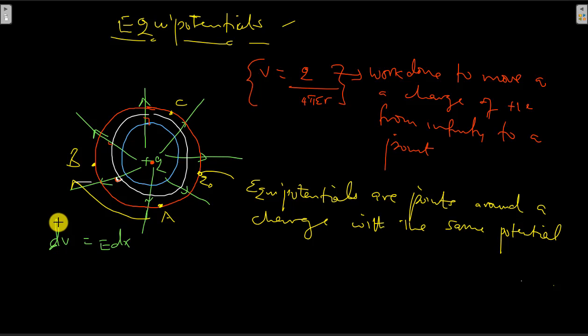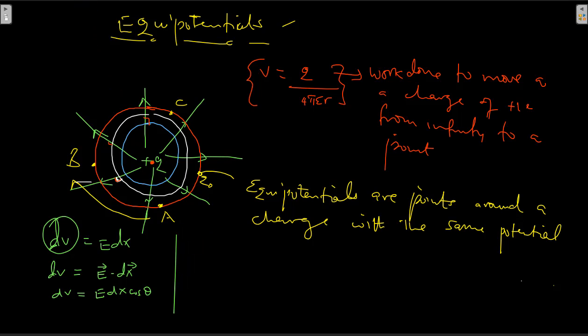Now, to be more specific, electric potential is a scalar quantity, but the electric field and the equipotential lines are actually vectors. So I should write this as dV equals vector E dot vector dx, where vector dx is the direction of the electric field or the equipotential line at any chosen point. So this is going to be E times dx times cos of the angle between E and dx. That's going to be dV.